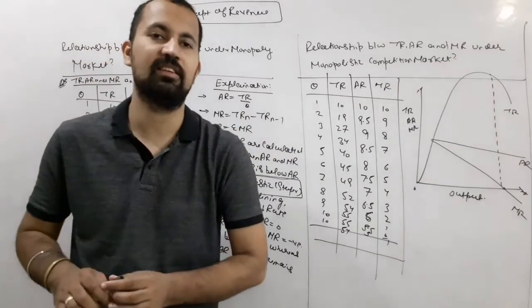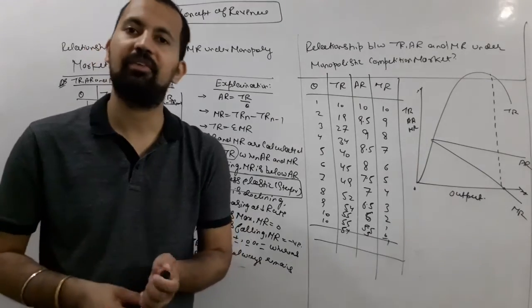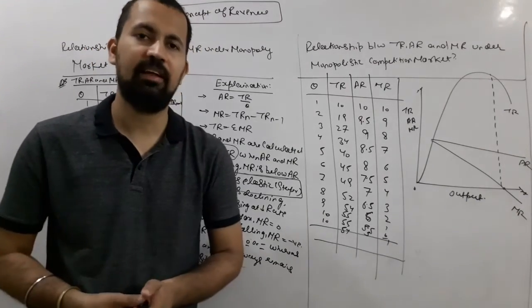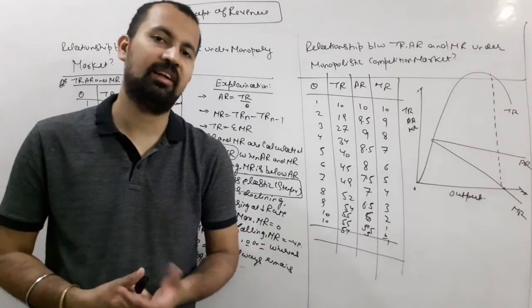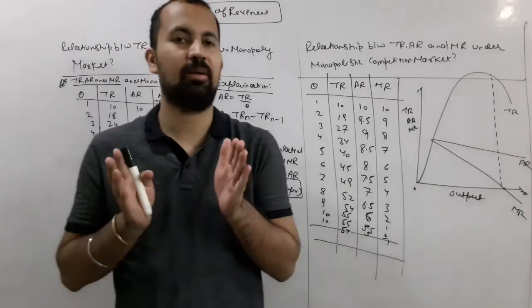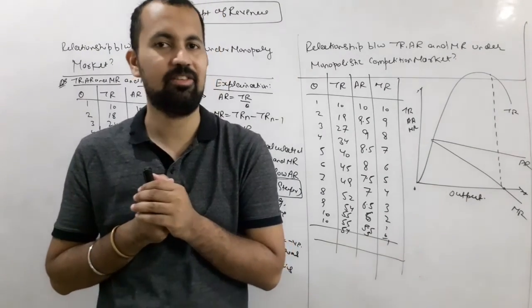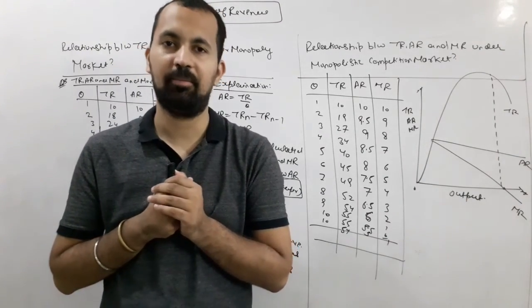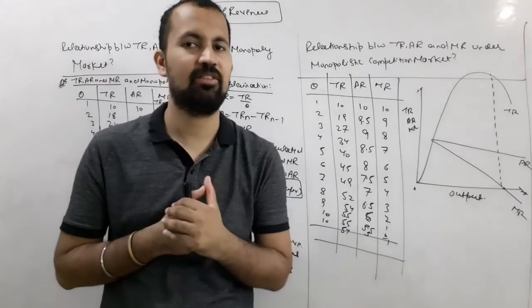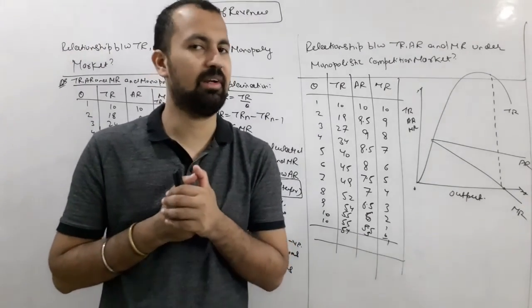So questions come like this. Explain the relationship between TR, AR and MR under perfect competition market, directly it was, or under monopoly market, directly it was, under monopolistic market it was directly. But questions come like this. Explain the relationship between TR, AR and MR when prices remain constant. It was clear. When prices remain constant, it was perfect competition market.